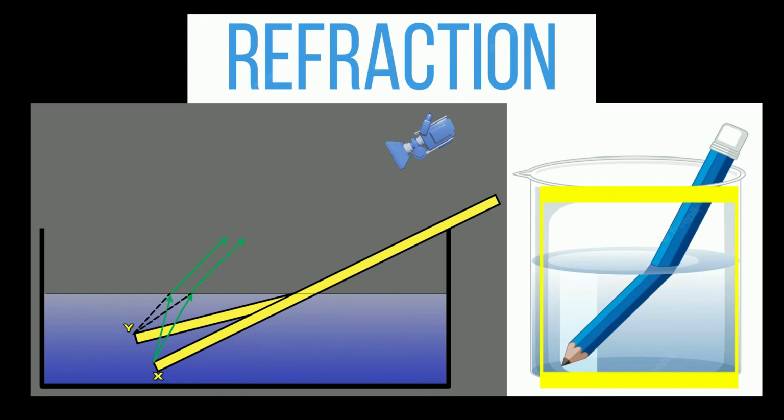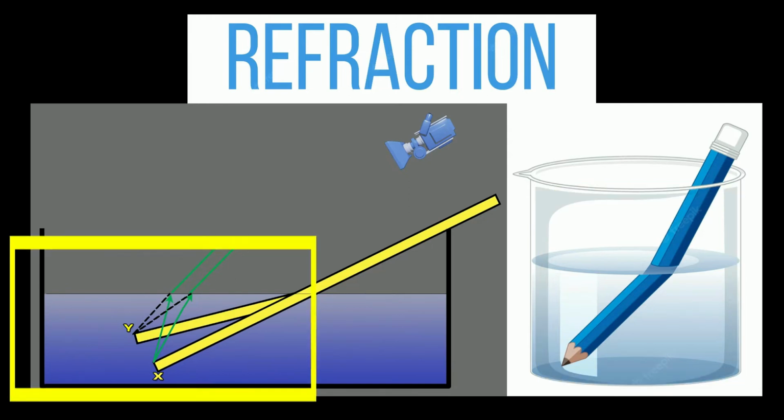X shows the true physical position of the pencil when it is dipped in water. The light rays from the submerged portion of the pencil are refracted at the air-water interface, changing speed and direction. From the camera's perspective, the pencil appears to bend at the surface of the water, with the tip appearing at position Y instead of its true position X.